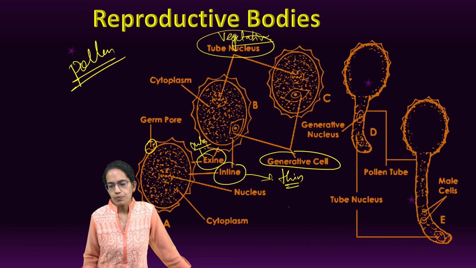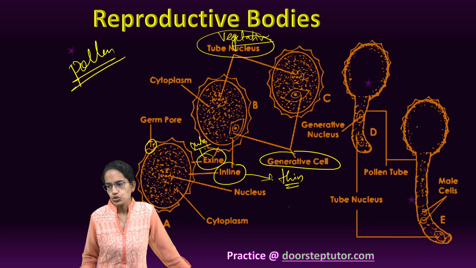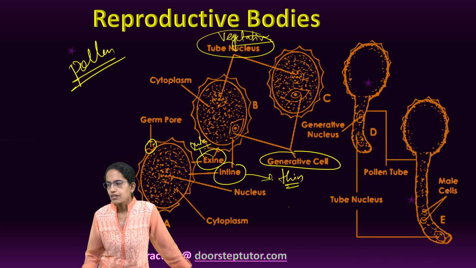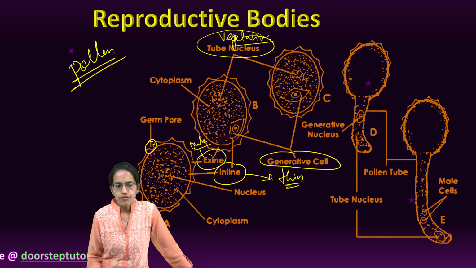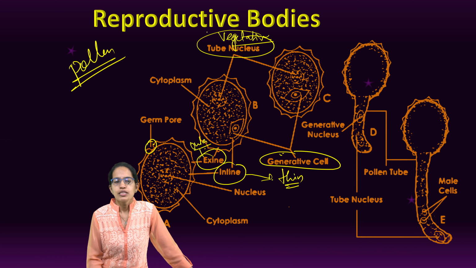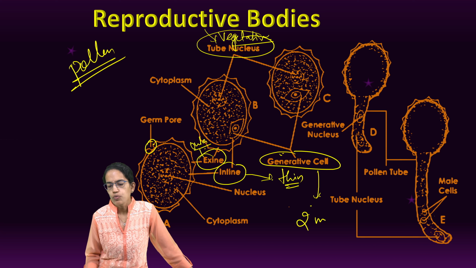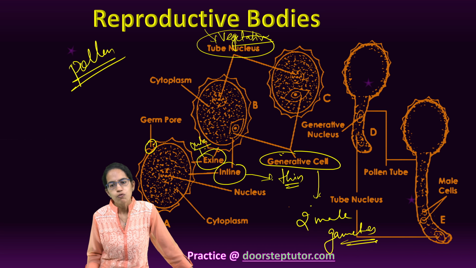Now as the pollen tube begins to form, these two actually move forward and the pollen tube grows out from the germ pore. The generative and the vegetative nuclei, the cells, are formed. The vegetative or the tube cell degenerates, and this generative cell actually makes two male gametes, and these male gametes are used for the process of fertilization.